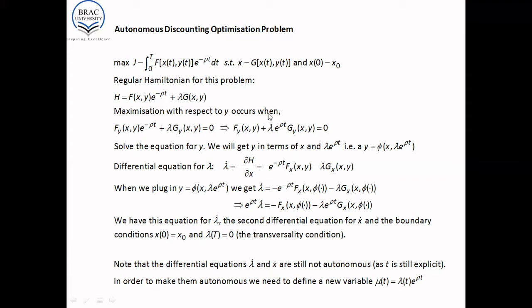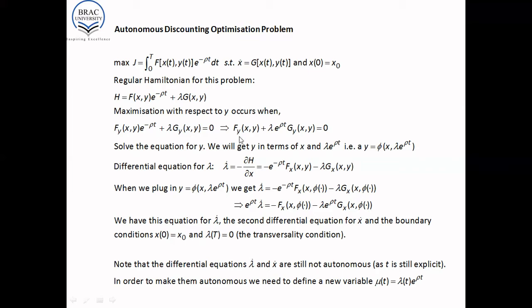Maximization with respect to y occurs when we partially differentiate this expression with respect to y and set it equal to 0. So when we do that, we get F sub y times e to the power minus rho t, which is a constant, plus lambda, again a constant, g sub y is equal to 0. Now we multiply both sides by e to the power plus rho t, and when we do that, e to the power minus rho t times e to the power plus rho t is equal to e to the power 0, which is just 1.